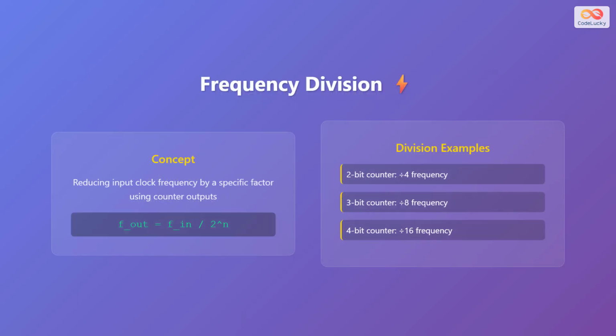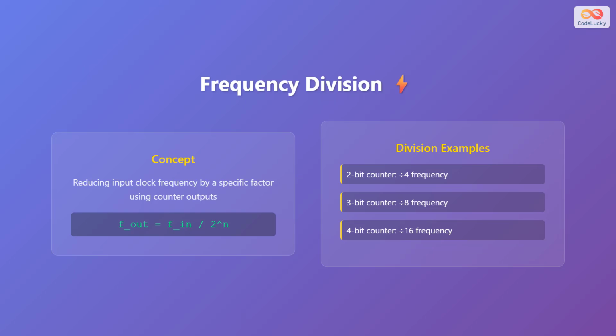Let's start with frequency division. Frequency division involves reducing the input clock frequency by a specific factor using counter outputs. The formula for frequency division is F out equals Fn divided by 2 to the power of n. In this formula, F out is the output frequency, Fn is the input frequency, and n is the number of counter stages or flip-flops. Consider these examples of division.